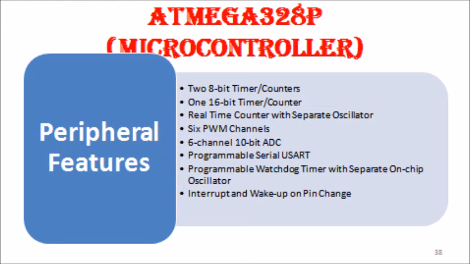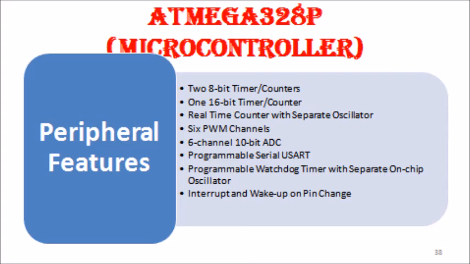In this microcontroller, various peripheral features are available. Some of these features are mentioned over here. Two 8-bit timers/counters. It means that the timers can be used as counters also. So there is no separate circuitry for counters. One 16-bit timer/counter, real-time counter with separate oscillator, 6 pulse width modulation channels, PWM channels, 6 channels.